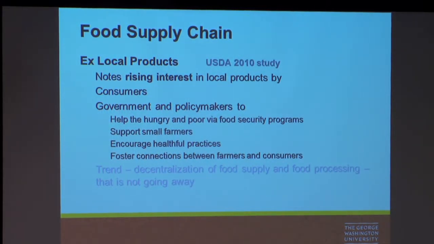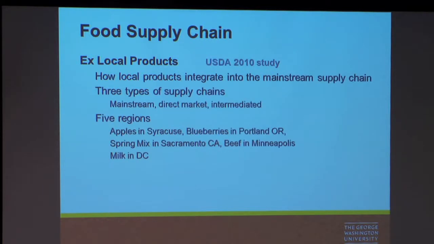Now, I did have you look at this great study by the USDA, which noted very high interest in local products by consumers, by governments, policymakers, for these reasons. There's many policies that interact, which you've heard about in class. This is a trend. The trend is decentralization of food supply, food processing, that isn't going to go away. And what it showed was that local products can, in fact, integrate into mainstream supply chain. They do. There's 3 types of supply chain studied: the mainstream, direct market, and something in between, and 5 regions.